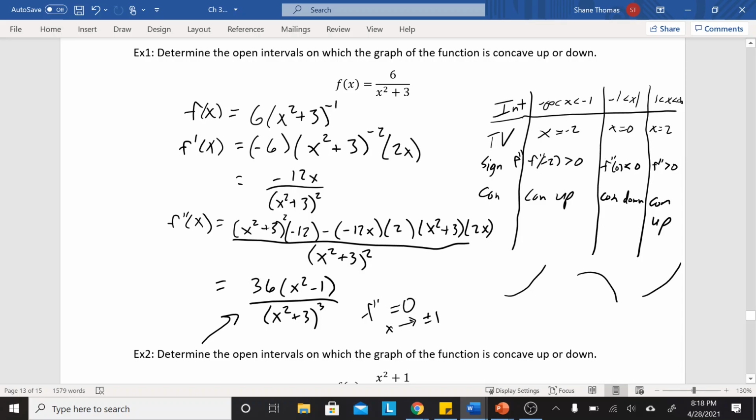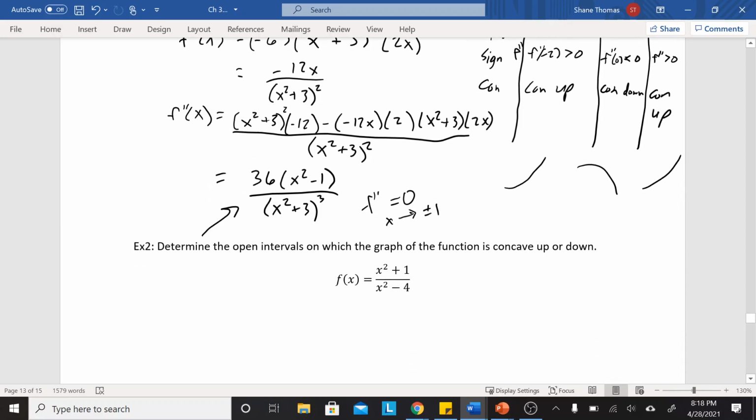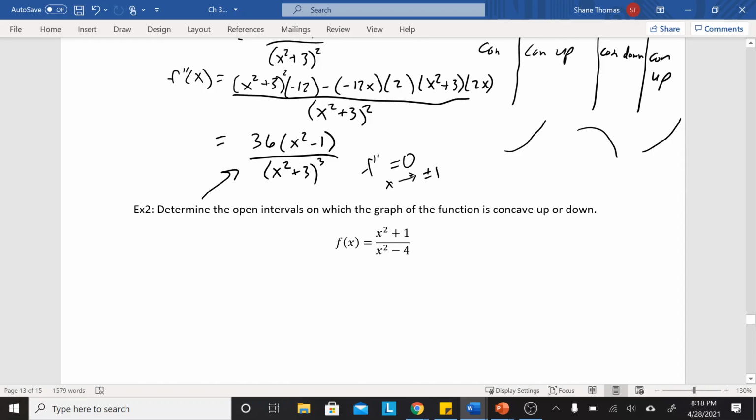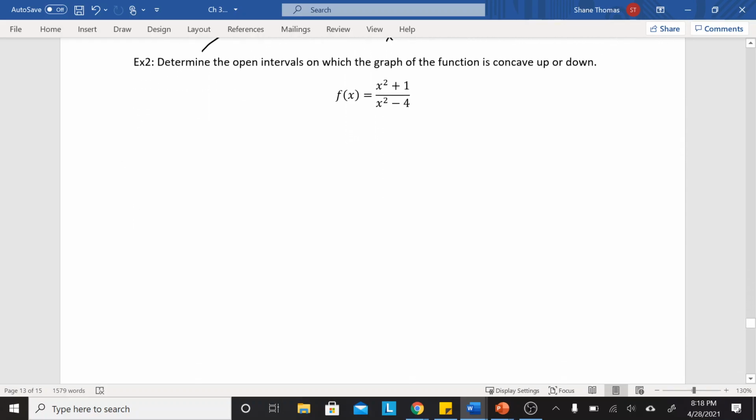All right, and what we're doing, we're building this to a point where we're going to be able to graph these guys by using all these tests. All right, let's do it again here for another one. It's just a different function, x squared plus 1 over x squared minus 4. All right, this guy we're going to have to differentiate twice again. So let's go.